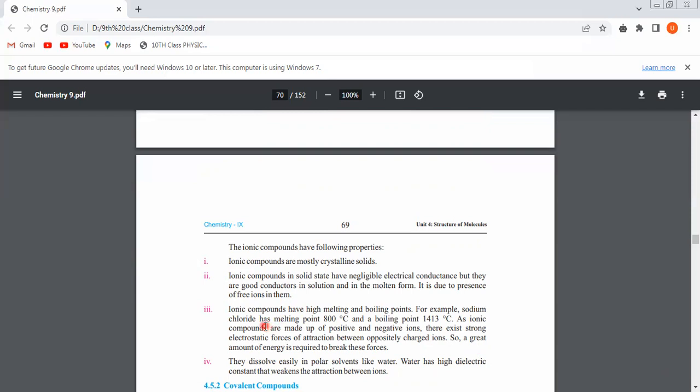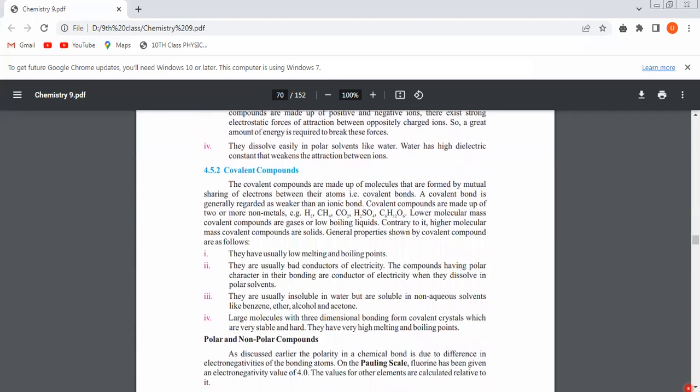As ionic compounds are made up of positive and negative ions, there exist strong electrostatic forces of attraction between oppositely charged ions. So, a great amount of energy is required to break these forces. They dissolve easily in polar solvents like water. Water has a high dielectric constant that weakens the attraction between ions. Covalent compounds. The covalent compounds are made up of molecules that are formed by mutual sharing of electrons between their atoms. A covalent bond is generally regarded as weaker than an ionic bond.